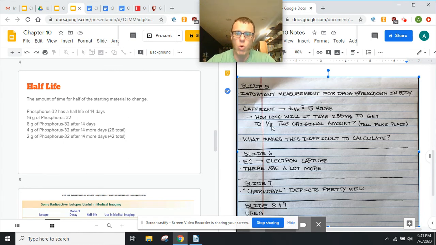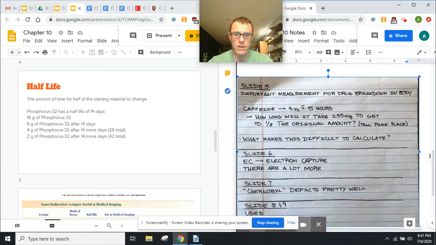Well, 1/8 of the original amount. So after 5 hours, we have 1/2. After another 5 hours, we have 1/4. And then after another 5 hours, we have 1/8, or 1/2 to the third. So it takes about 15 hours to get to 1/8 of the amount of caffeine that you ingested, at 235 milligrams. So I asked this question, what makes this difficult to calculate?